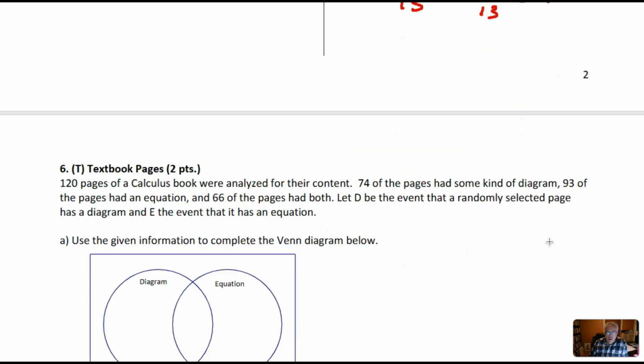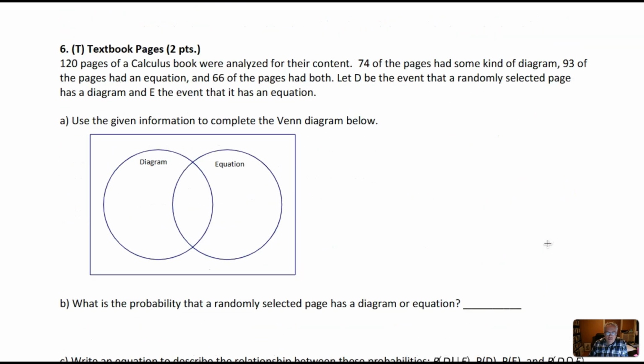All right, well, we're moving on in the quiz. We have this Venn diagram problem. So it says 120 pages of a calculus book were analyzed for their content. 74 of the pages had some kind of diagram, 93 of the pages had an equation, and 66 pages had both. So I said let D be the event that a randomly selected page has a diagram, and E the event that it has an equation.